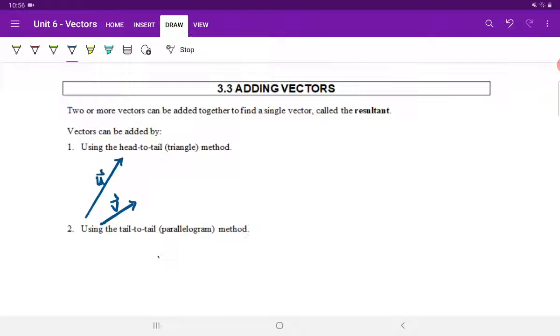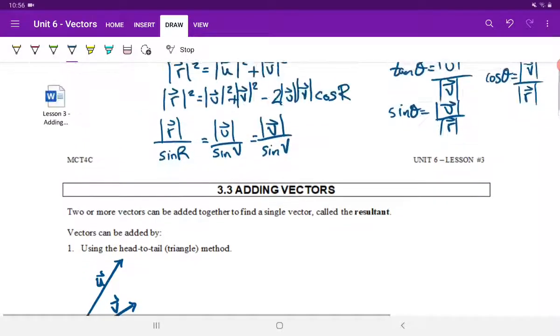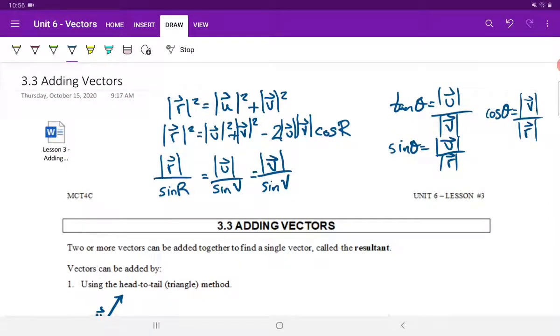Knowing how to add, then in our next lesson, we're going to learn how to subtract vectors. That'll all come in handy. All right, so I want to start things off by just showing you the same set of formulas that we've been working with, just with different variables showing our vectors.